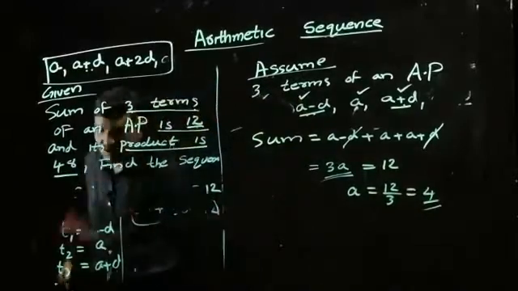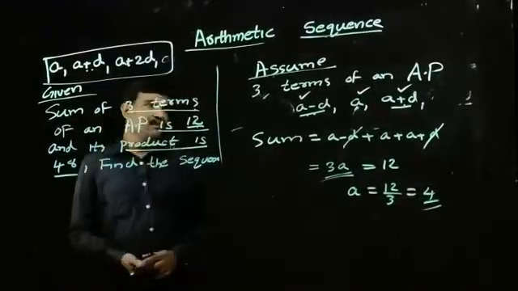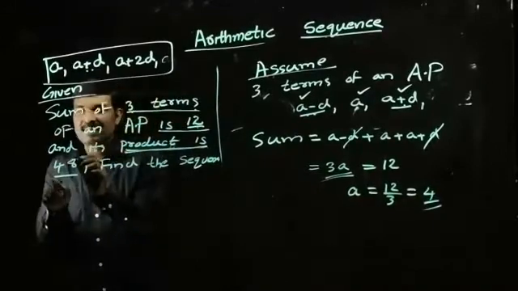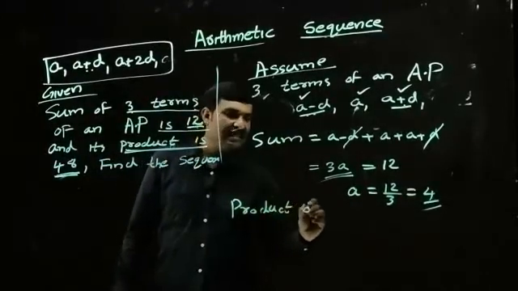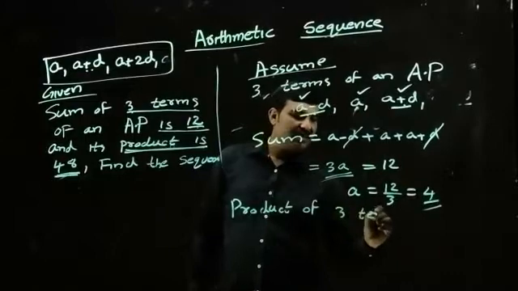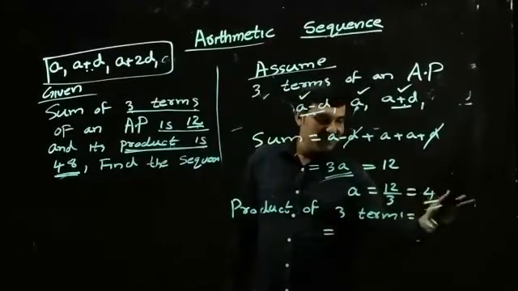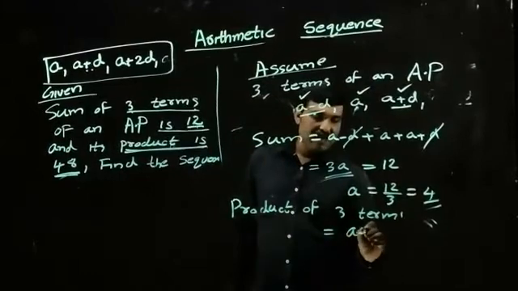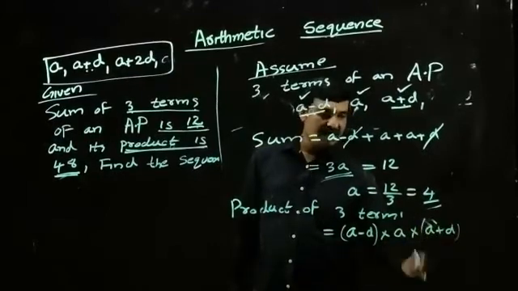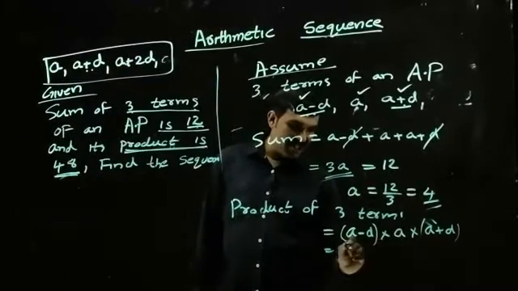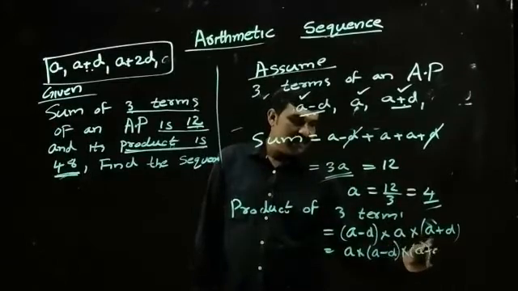So we got the value of A, right? The value of A is obtained as 4. Now the product of these 3 terms is given as 48. Now we can write the product of 3 terms. That is equal to A minus D multiplied by A plus D, right? Or we can write this as, I'm writing A first, A multiplied by A minus D multiplied by A plus D, right?